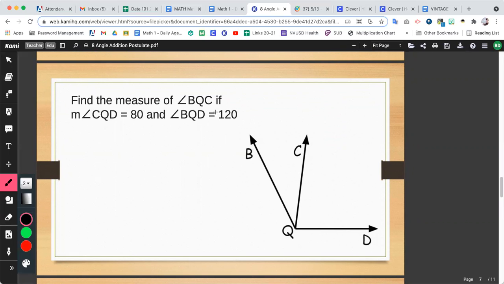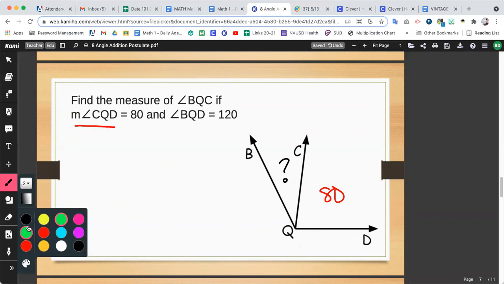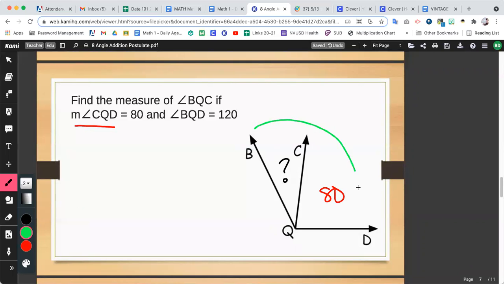Find the measure of BQC. So BQC is actually this one right here, this little piece. Now remember, if you don't know where the angle is, look at the letters and follow it with your pencil. B to Q to C is this little angle right here. If angle CQD is 80, CQD is 80, okay? And BQD is the whole thing, if BQD is 120.